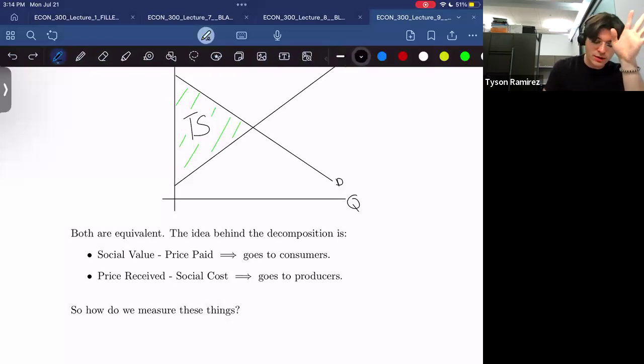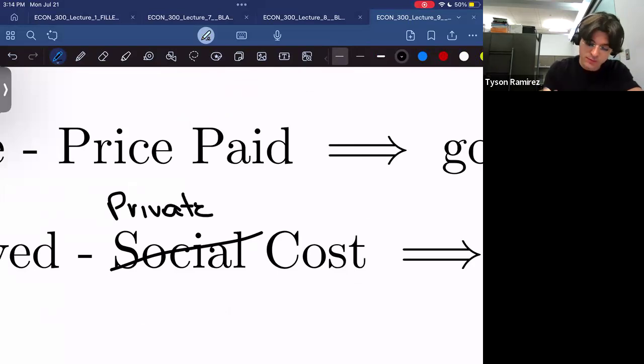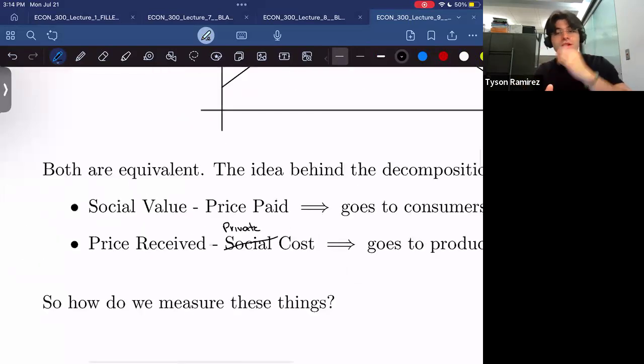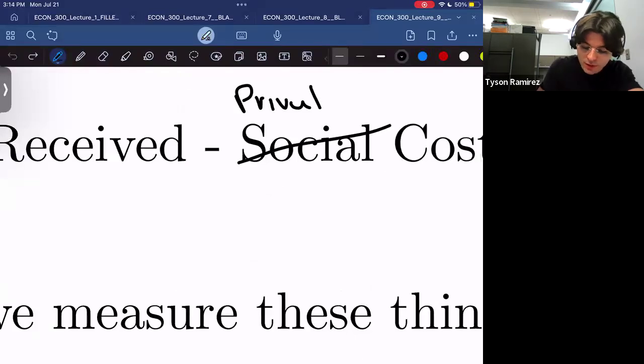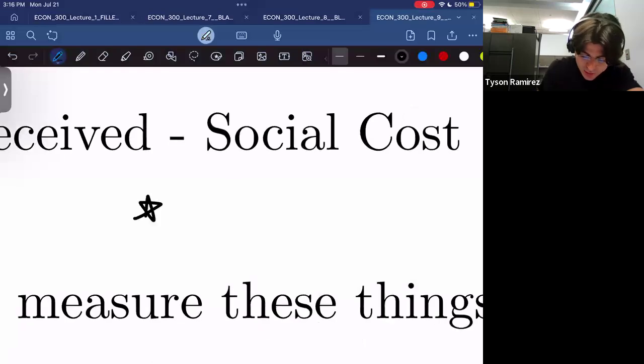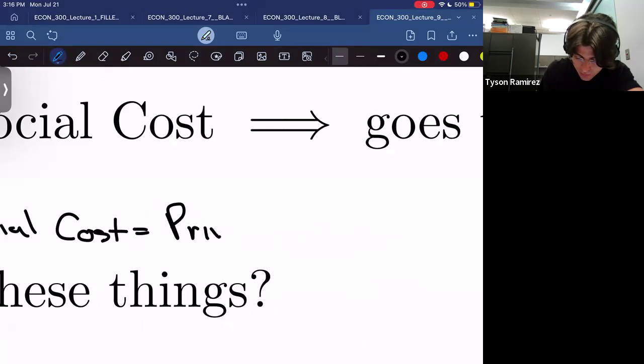I guess I should put an asterisk here. This really should be private cost. But for simplicity, since we're considering no externalities in this case, social cost is exactly equal to private cost in the case of no externality. So maybe instead of crossing it out and claiming that it's a typo, I'm going to just add the asterisk and say social cost equals private cost if and only if.